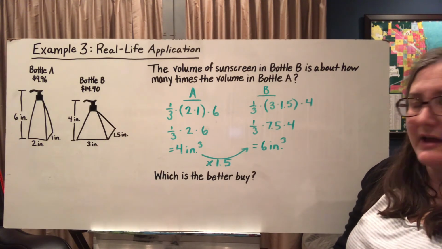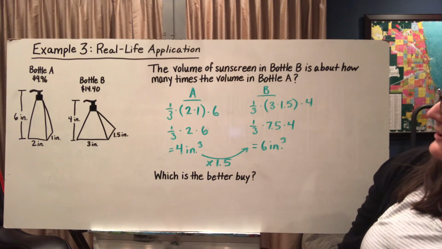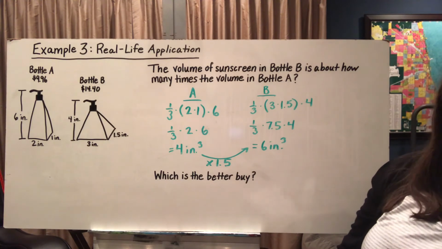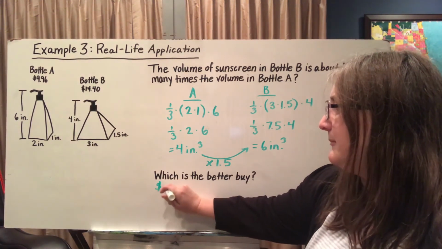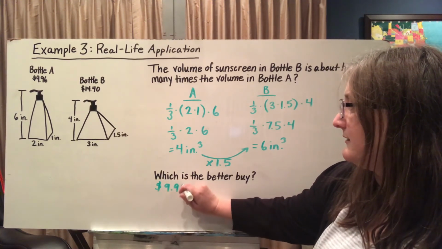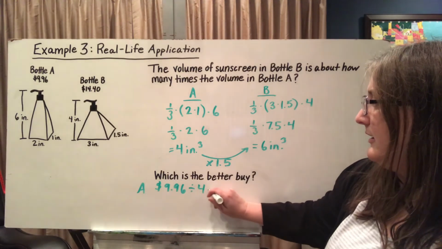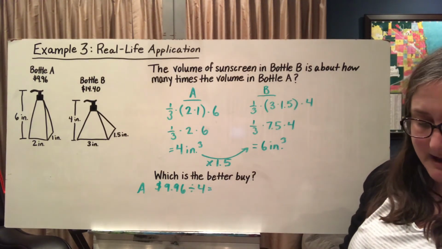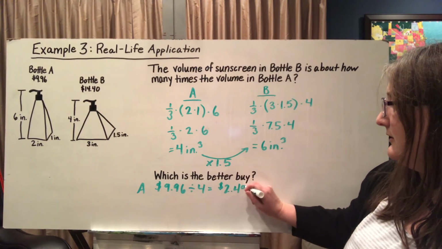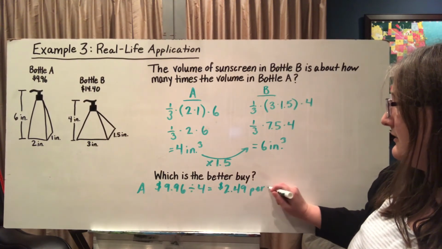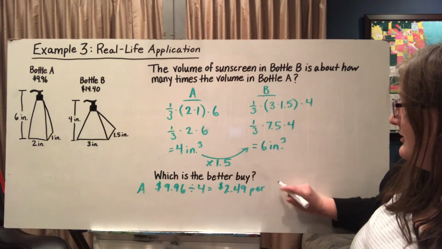We want to know which is actually a better buy. So in this case, bottle A is costing $9.96, and since it only has 4 cubic inches in it, I'm going to do $9.96 for bottle A divided by 4, which means that I'm paying $2.49 per cubic inch.